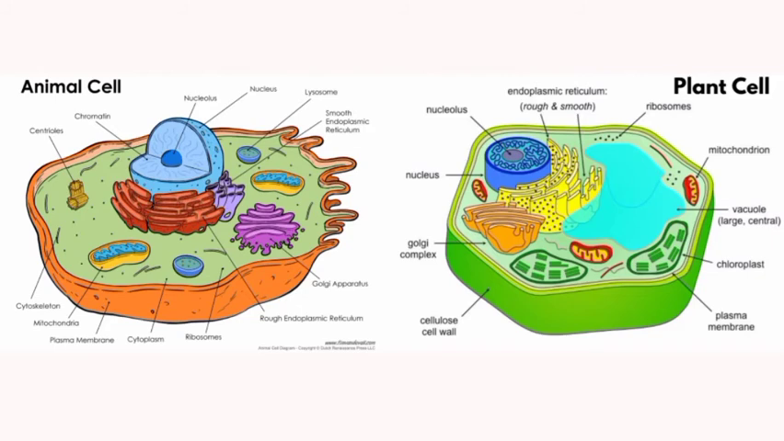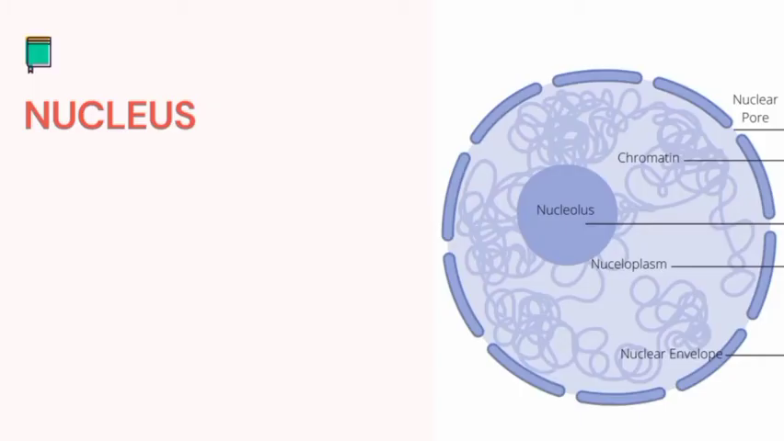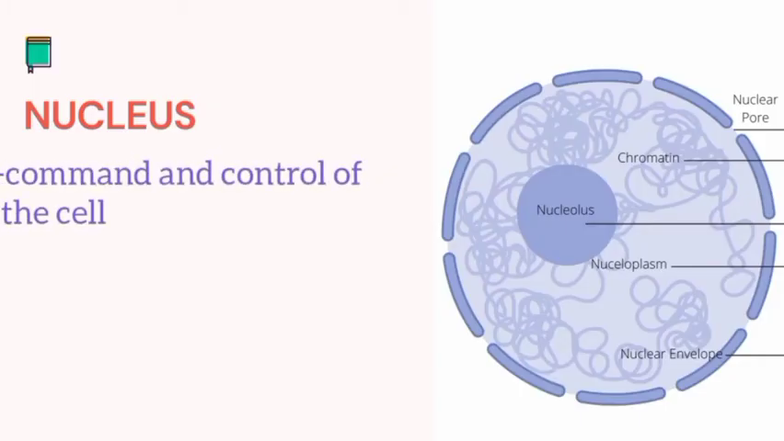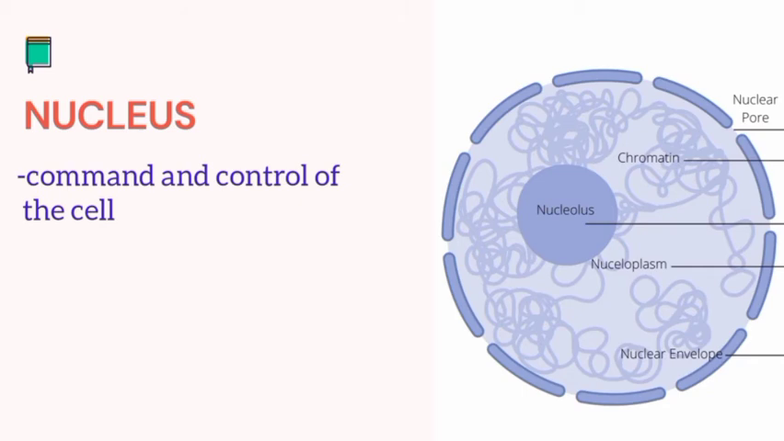One of the things you need to know is the structure of animal and plant cells. So in an animal cell, first we have the nucleus. Its function is to basically command and control the cell. It tells the cell what to do, how to grow, what proteins to make, and what lipids to reproduce.